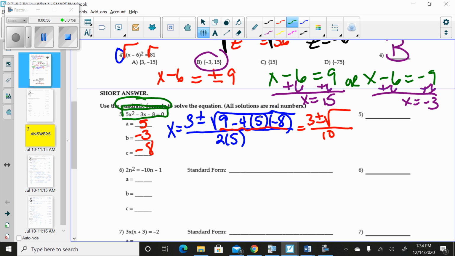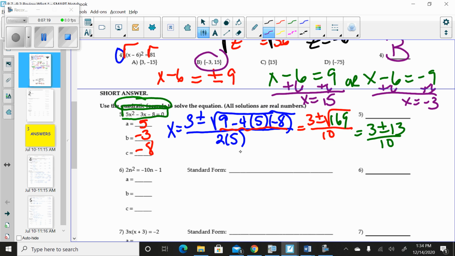Okay, I'm hoping your something turned out to be 169. That's the place that most people have their issue, is they mess up that number underneath. And then of course, everything from that point on is a disaster. All right, so what's the square root of 169? That's a nice number. That's 13. So 3 plus or minus 13 over 10. So where do our answers come from then? Well, we get 2 possible answers.